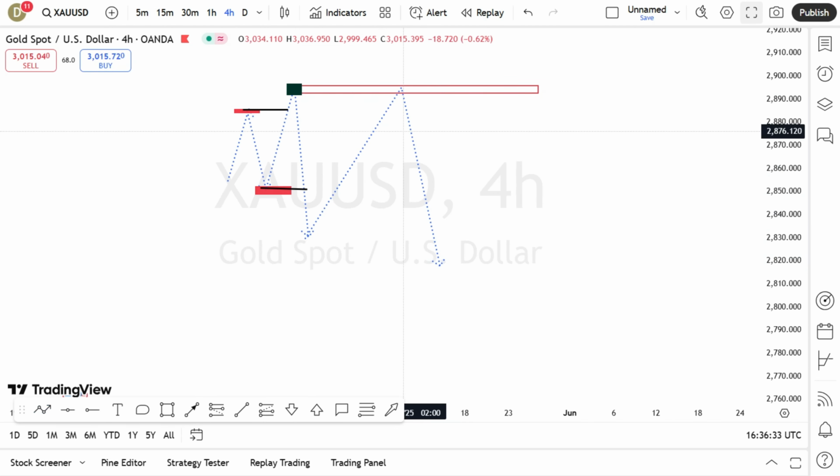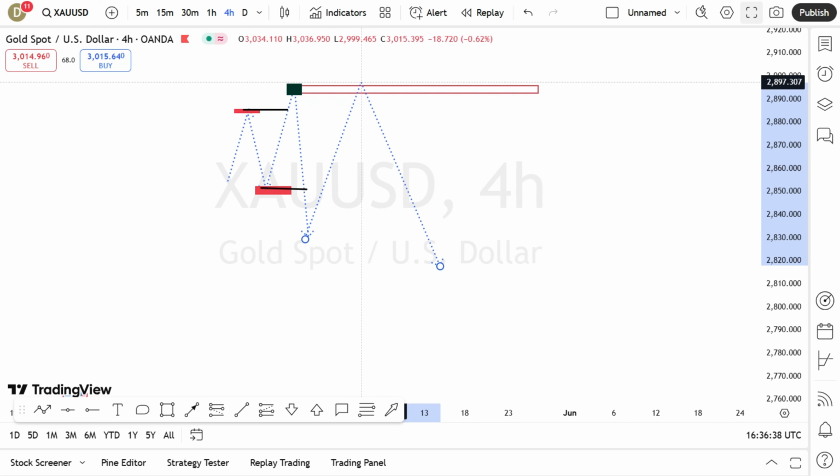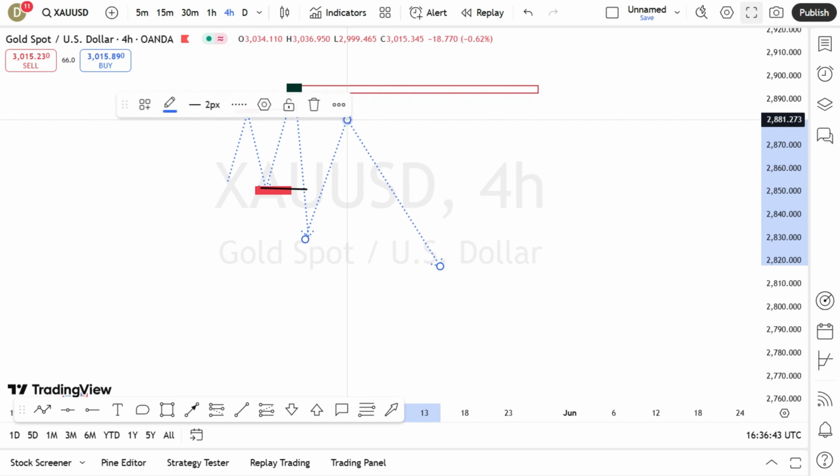But price is not going to do that. Price will fail to mitigate this zone over here, creating what? A liquidity. Very neatly. So the failed pullback is serving as what? Liquidity. This failed pullback, the one I'm dragging, serving as liquidity.